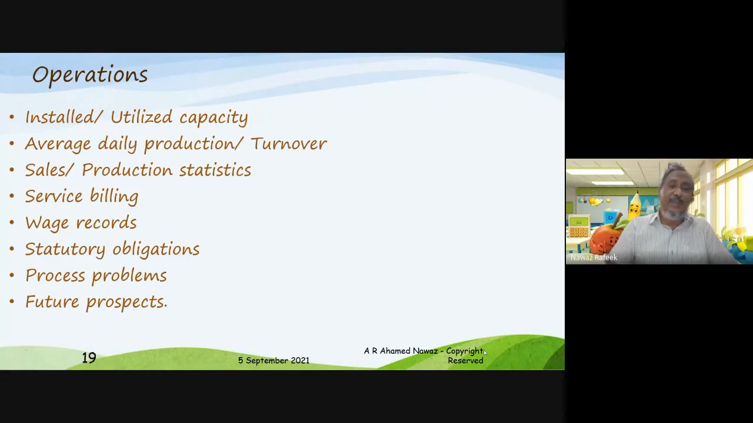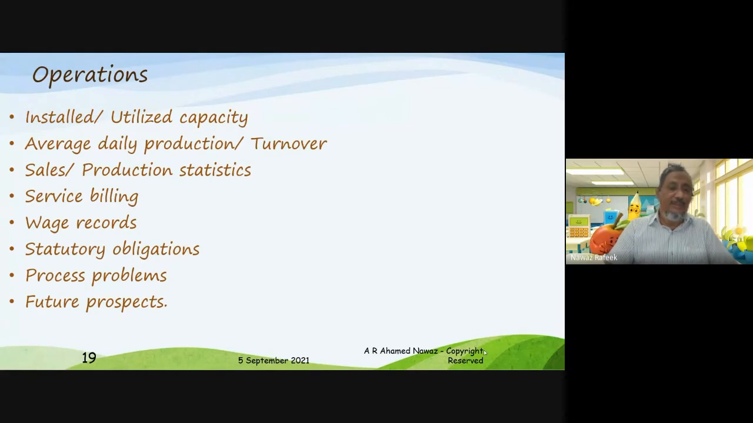In service billing, what are the billing means? Electricity bills, water service, telephone, telecommunication, likewise other services provided by outside organizations to this company: how the billing system works, how the bills are settled, and the wage records of the operators, and statutory obligations. If there are certain statutory obligations for certain employees, they are legally bound to do certain activities. So we had to study the labor regulations and what these obligations are.